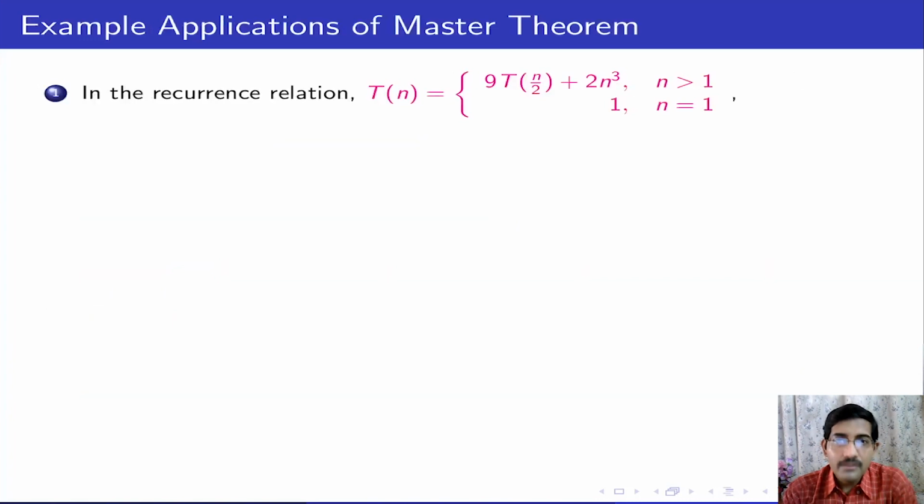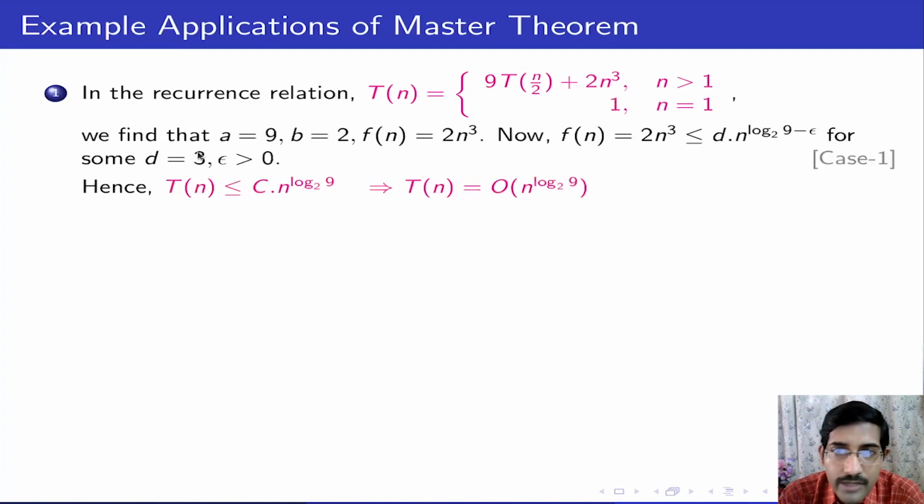Here are some examples for you using those recurrences. Here T(n) equal to 9T(n/2) plus 2n³, and the base condition is 1. Here clearly a equal to 9, b equal to 2, f(n) equal to 2n³. Hence you can see that f(n), which is 2n³, is less than d times n to the power this, because this exponent is less than 3. So epsilon is greater than 0, and there exists some value of d. I have chosen 3, but it's arbitrary. You can just upper bound it.